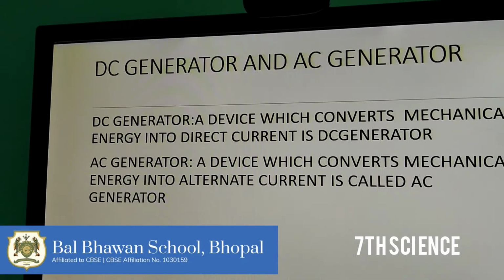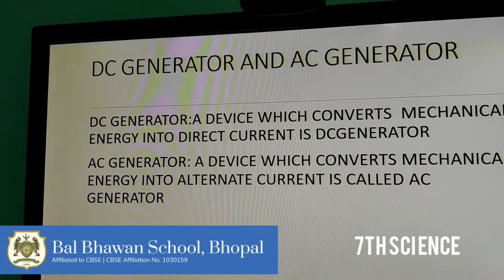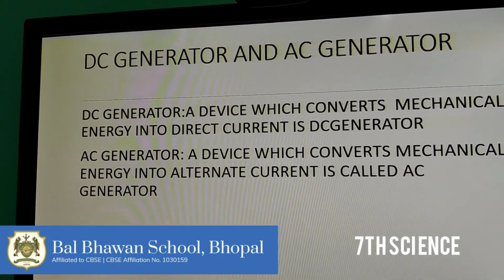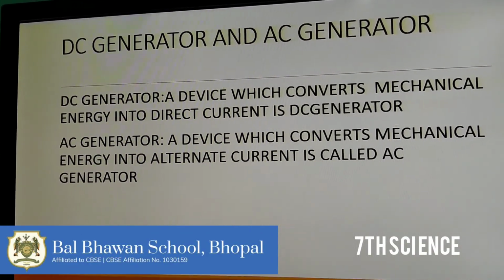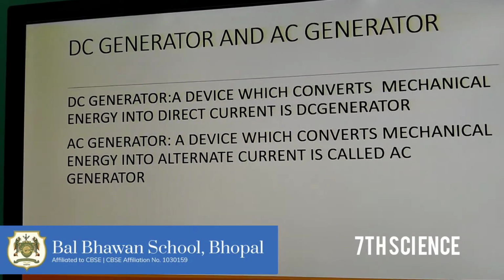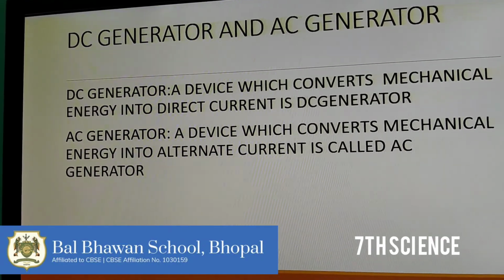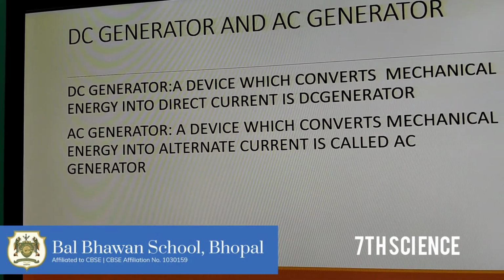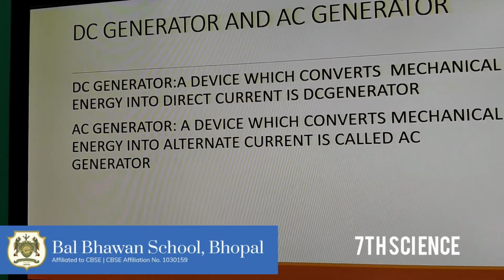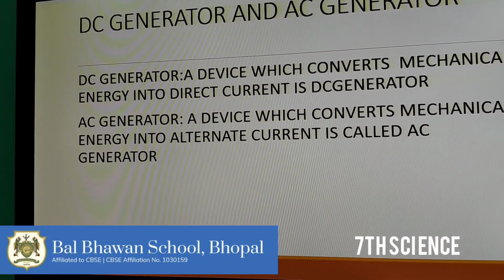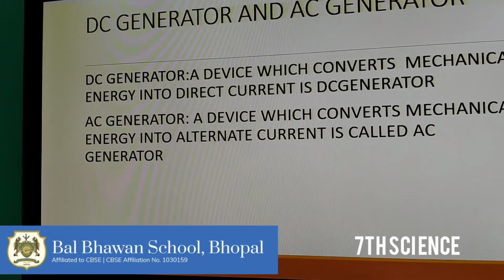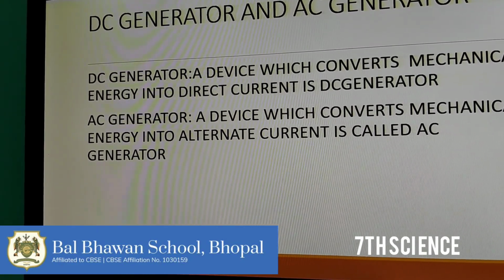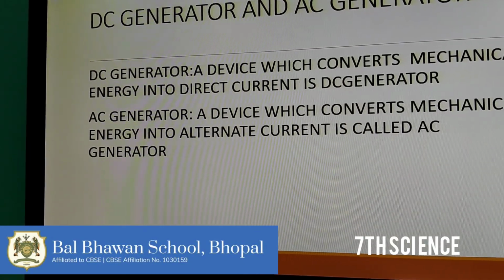Coming to the next, DC generator and AC generator. Now what is a generator? A device which converts mechanical energy into direct current is called a DC generator. AC generator, a device which converts mechanical energy into alternating current, is called AC generator.